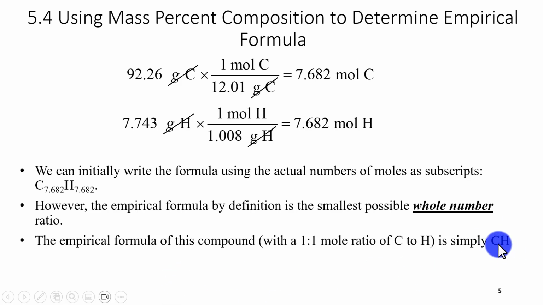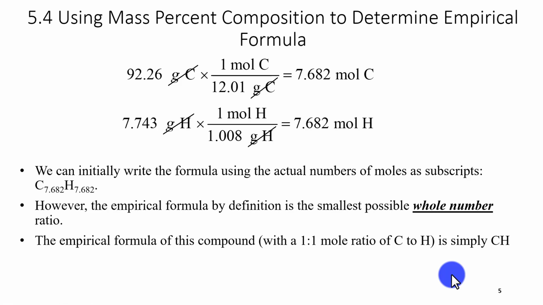This way, I have the smallest whole ratio, and it is a whole integer. So it's 1-to-1. I can't simplify that anymore because then I would get a non-integer. I would get a fraction, 1/2 or 1/3 or whatever. So 1-to-1 is the simplest whole number ratio for this compound.